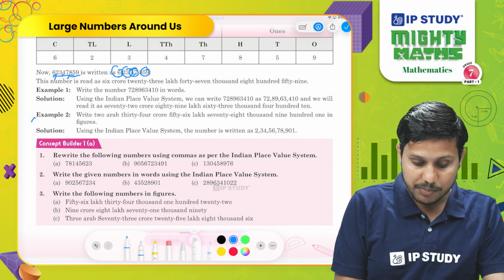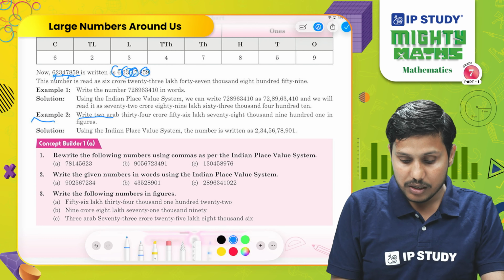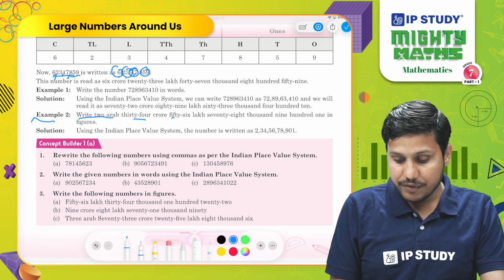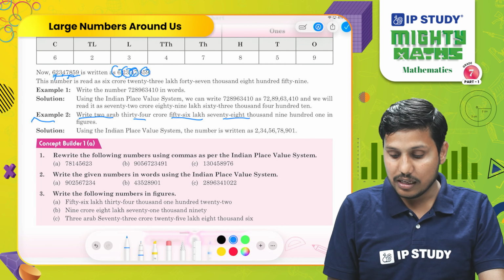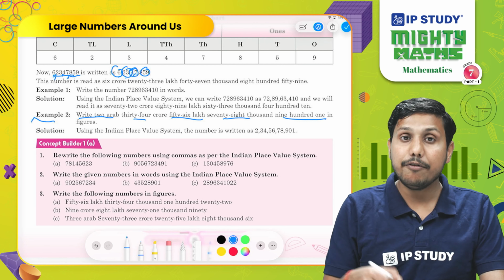Now there is an example which says: write 2 arab 34 crore 56 lakh 78,901 in figures.